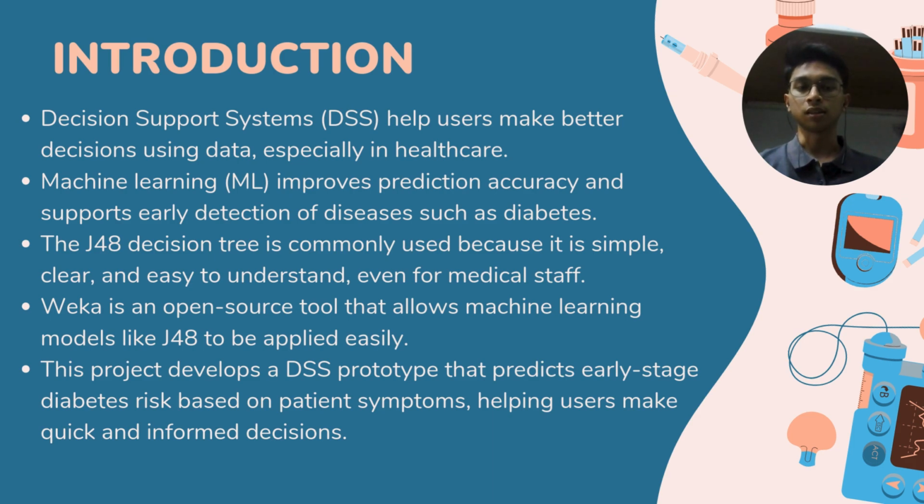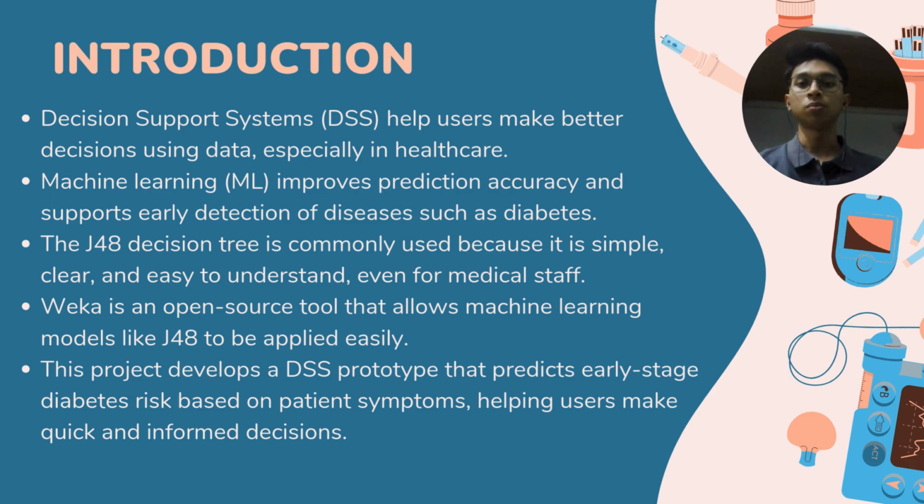So now let's dive into why we initiated this project. In the healthcare sector, decision support systems, or DSS, are vital tools that help practitioners make better decisions by leveraging raw data. By integrating machine learning, we can significantly improve prediction accuracy for early disease detection. For our project, we chose the J48 decision tree algorithm because of its simplicity and clarity, making it easy for medical staff to understand and use.